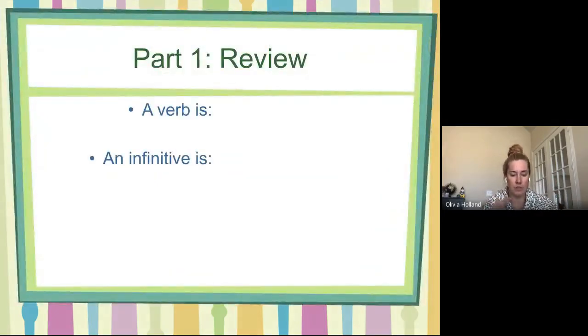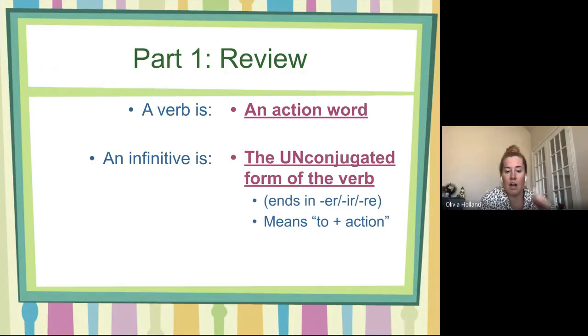So just to review, first of all, because you're in French 2, you should know what a verb and an infinitive mean. A verb is an action word. It's the same in English, just like in French. The term infinitive, which we use a lot, is the unconjugated form of the verb, okay? So the unconjugated form means that in French, it ends in ER, IR, or RE, that's still attached, and it means to blank, so to wash your hands, to be quiet, to eat something.